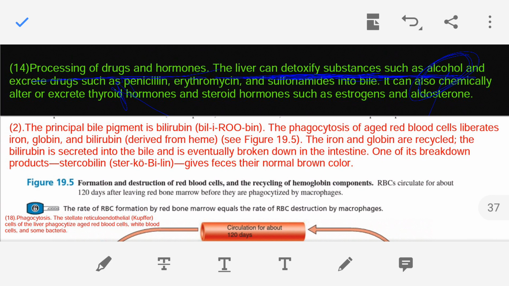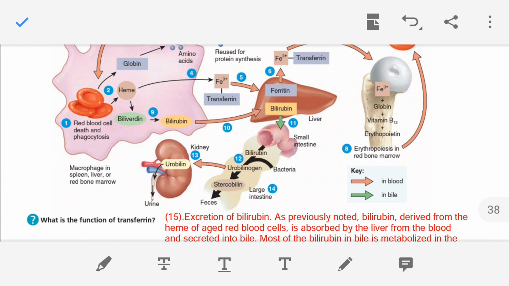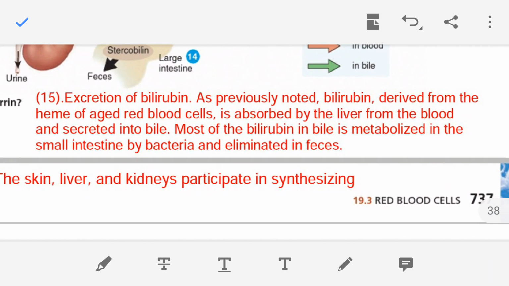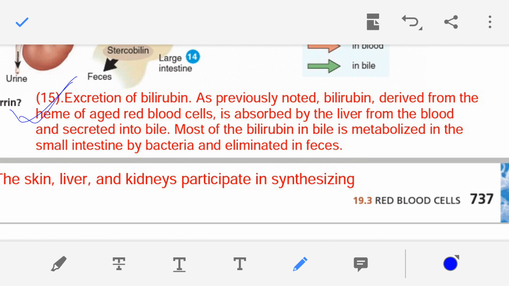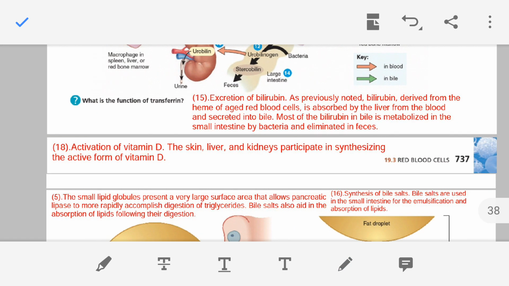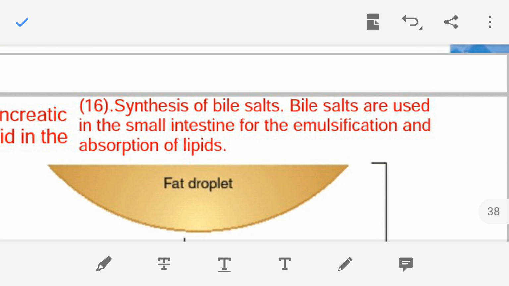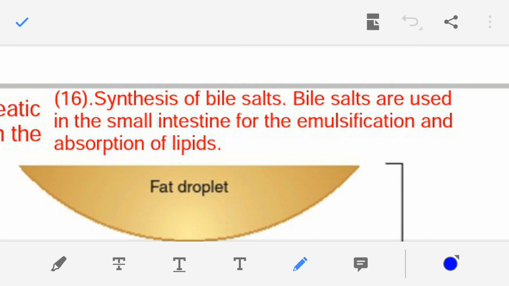Moving on to the 15th point of our discussion. Now we have already discussed this point, so you can go through this. This point is repeated. Now this is point number 16, synthesis of bile salt.